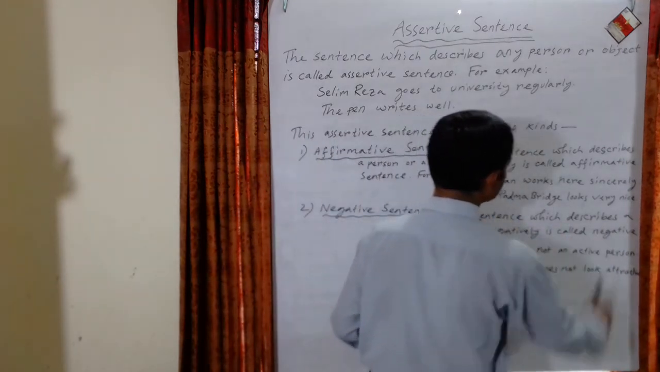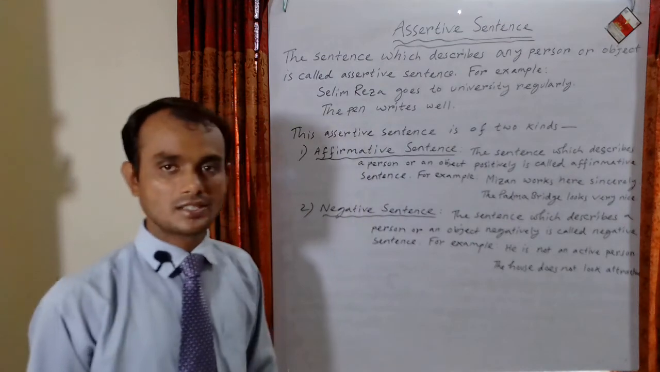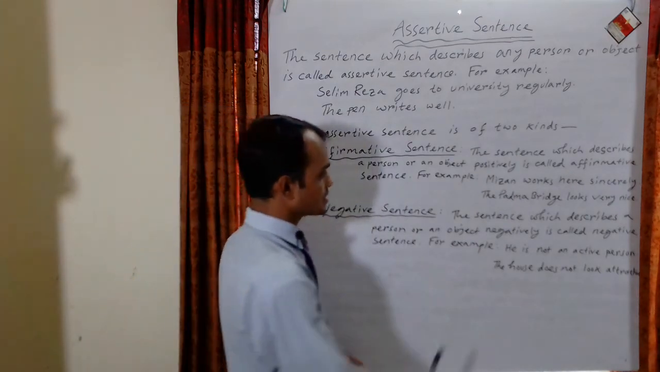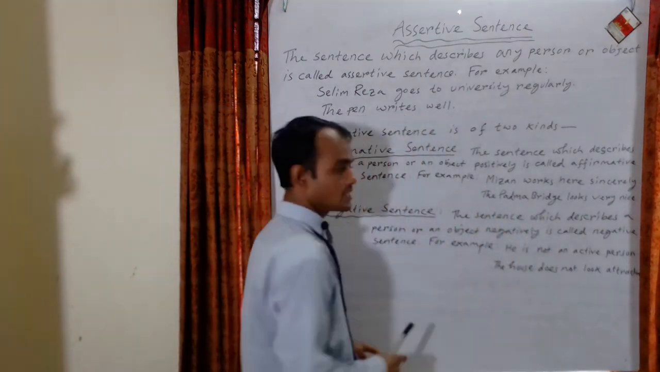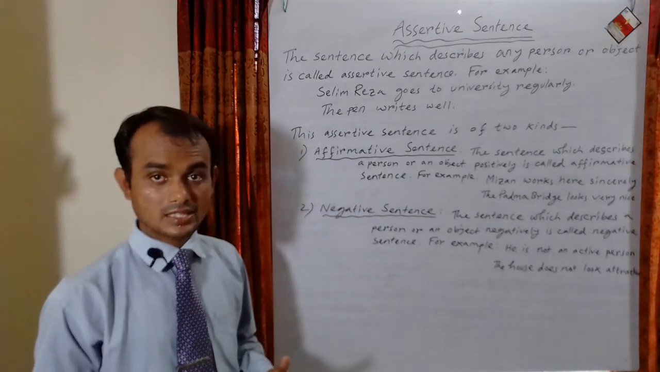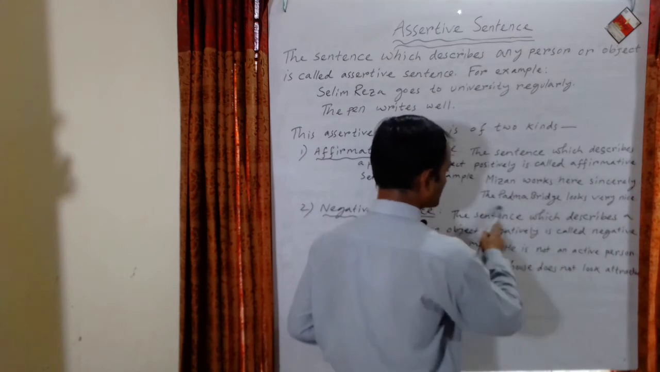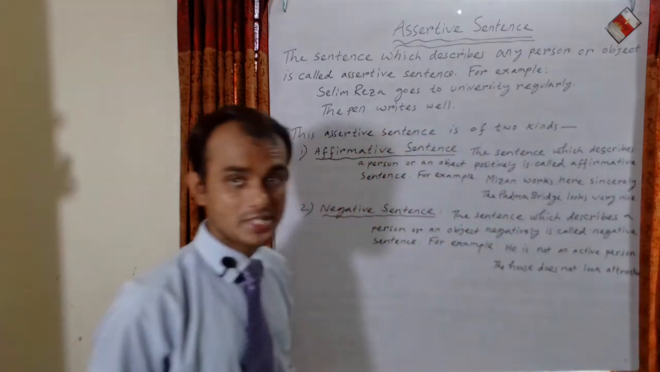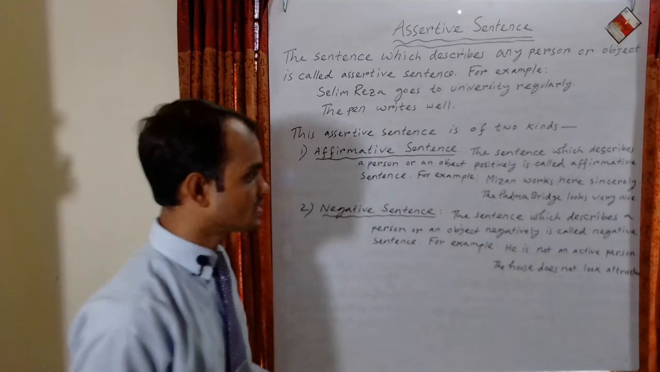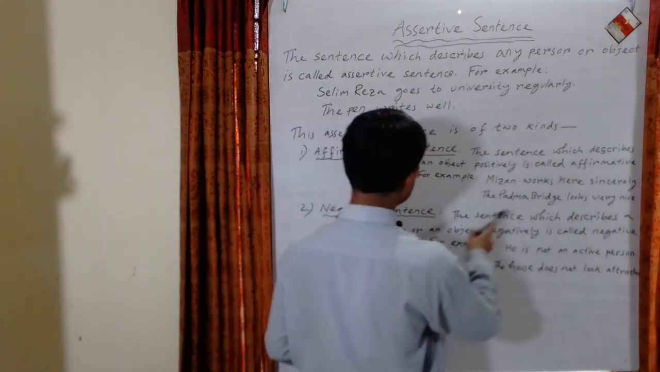The Podda bridge looks very nice. From this sentence we find the subject Podda bridge. This is an object. This is a thing. And this sentence describes the object Podda bridge positively. So this is an affirmative sentence.